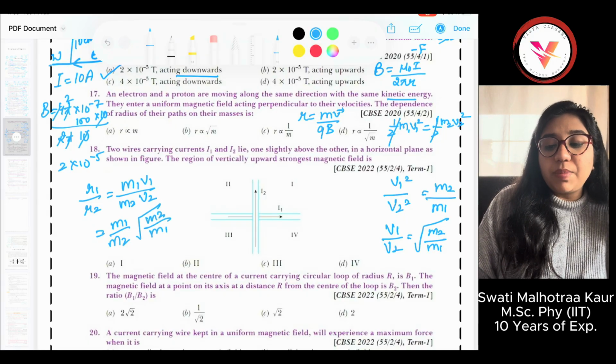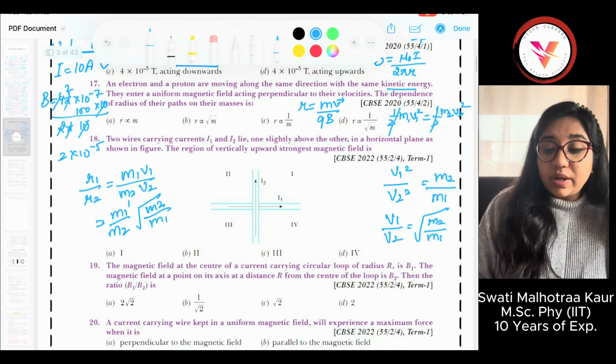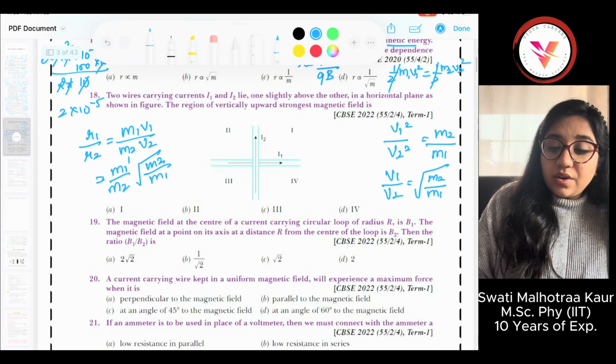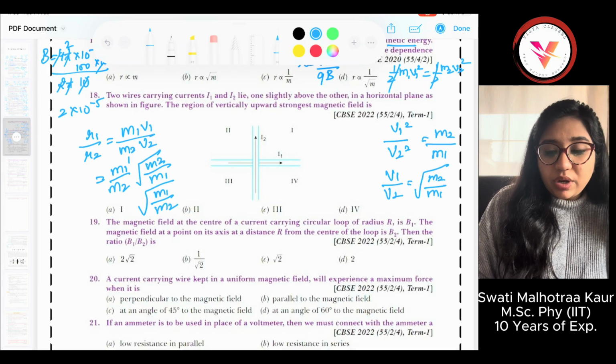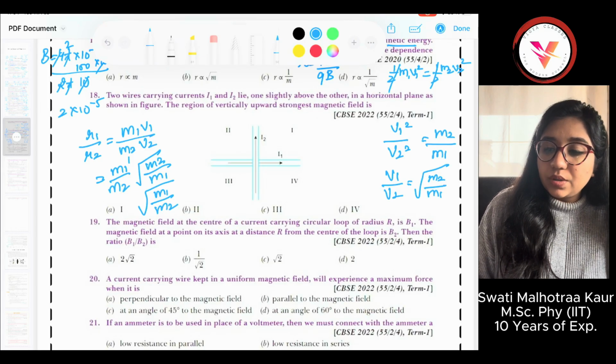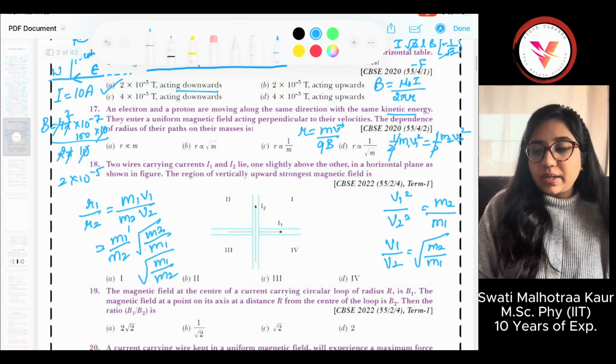So this m1 to the power 1, and it is half. So 1 minus half is half. So it is this. That is basically r1 is proportional to root m1 and r2 is proportional to root m2. B is the correct one.